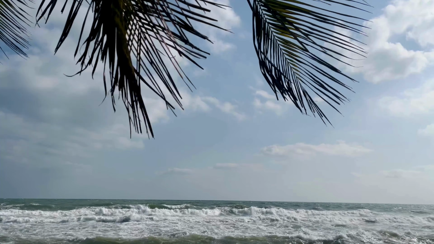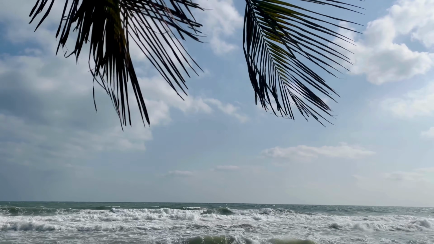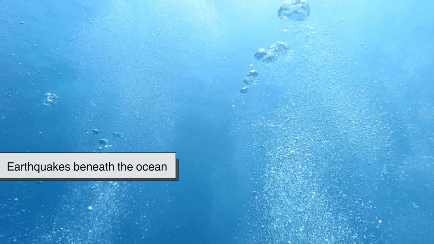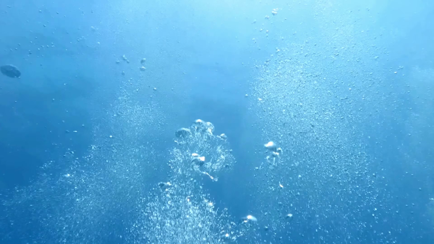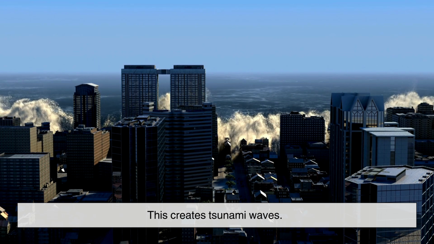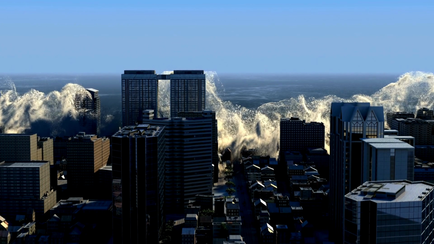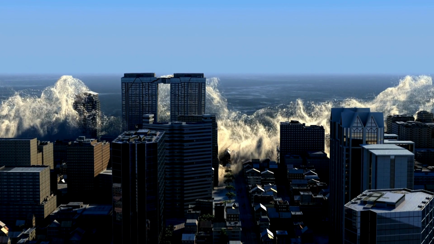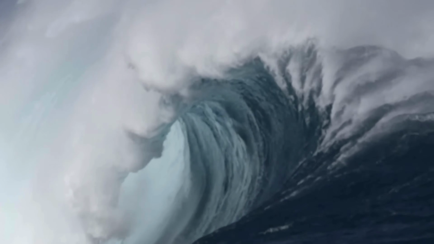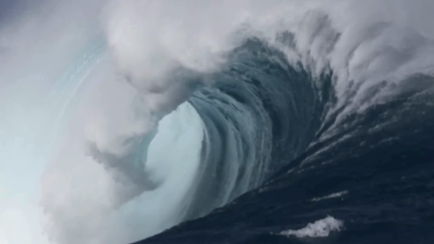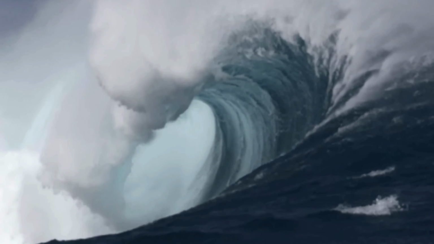Although wind is responsible for most waves, it isn't the only cause. Earthquakes beneath the ocean can suddenly displace enormous amounts of water. This creates tsunami waves. Unlike ordinary waves, tsunamis involve movement throughout the entire water column and can travel across entire oceans at speeds similar to jet aircraft.